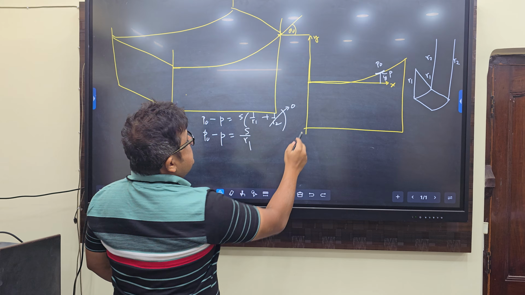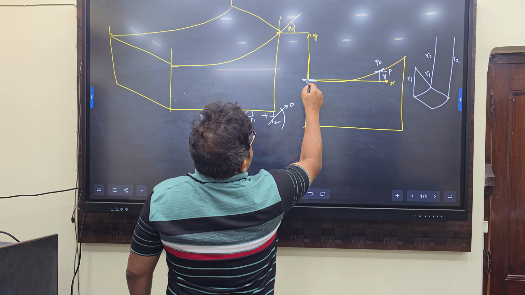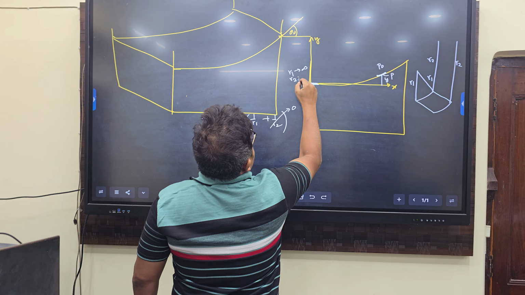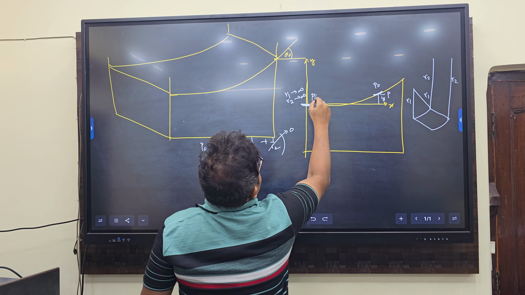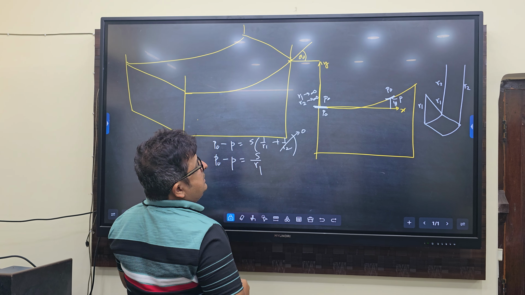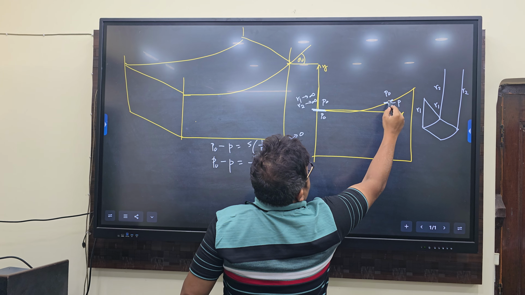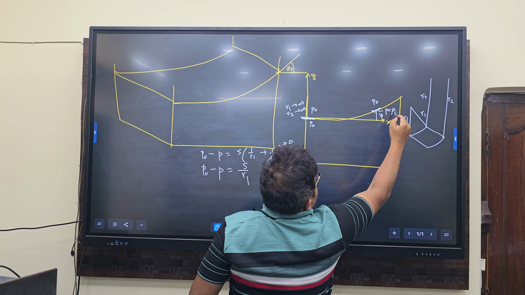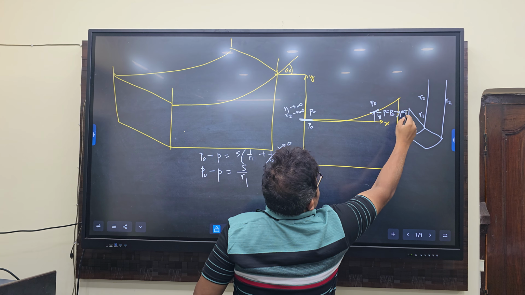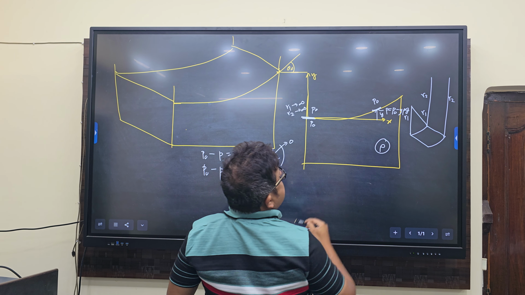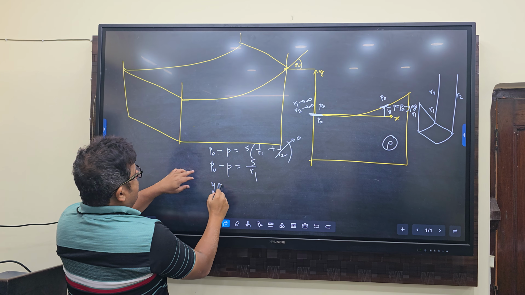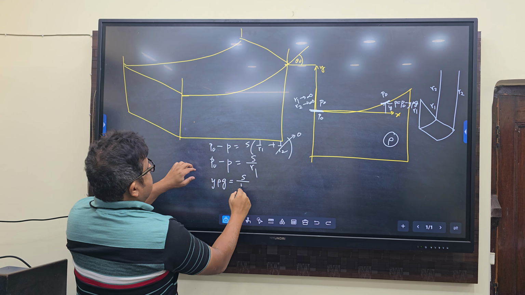And here you see this part is flat, so R1 and R2 both are infinity in this place. So this is P0, this is also P0, and this is Y rho g less than P0. So this pressure P is P0 minus Y rho g, where rho is the density of this liquid. Therefore we can write Y rho g is equal to S by R1.